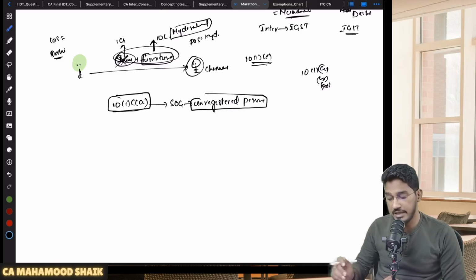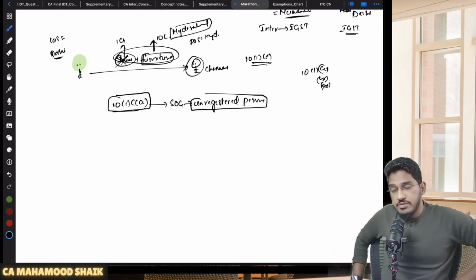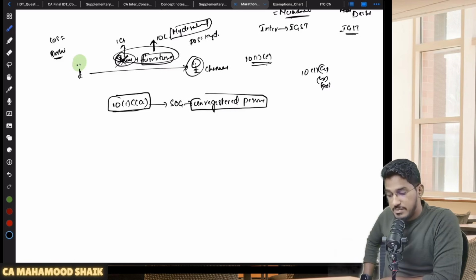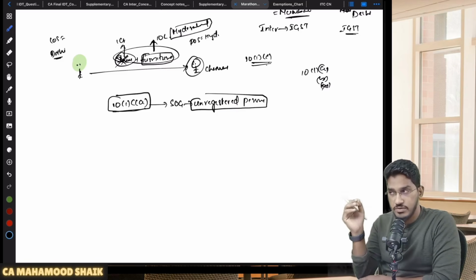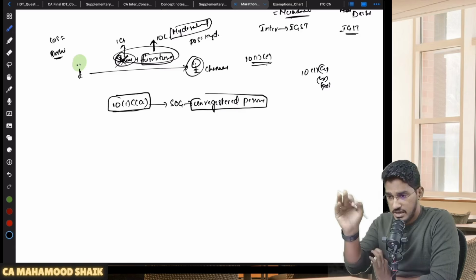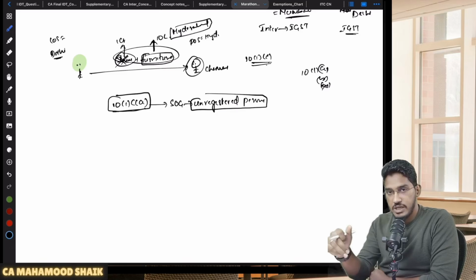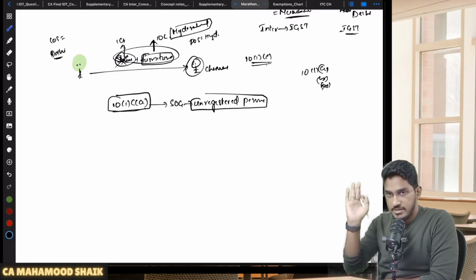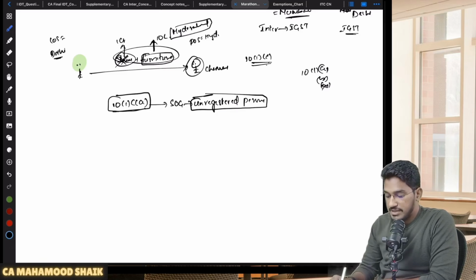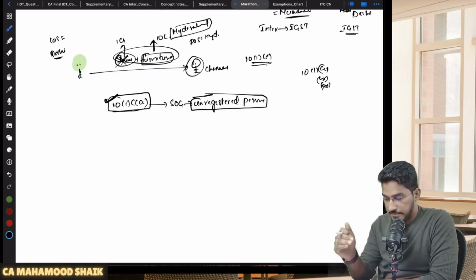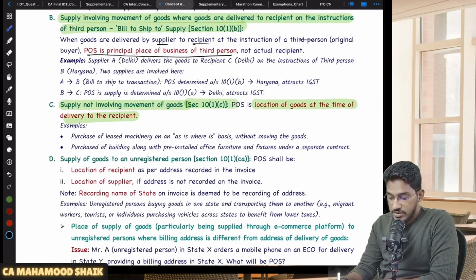Why? Because once again, it is a specific clause. 10 subsection 1 clause CA is a specific clause which specifically says that when the recipient is unregistered, come to this section and determine the place of supply. So we'll come to this section only. We will not go to A, B and C. Okay. So when the recipient is unregistered, directly you have to come to 10 subsection 1 clause CA. So what does 10 subsection 1 clause CA say?